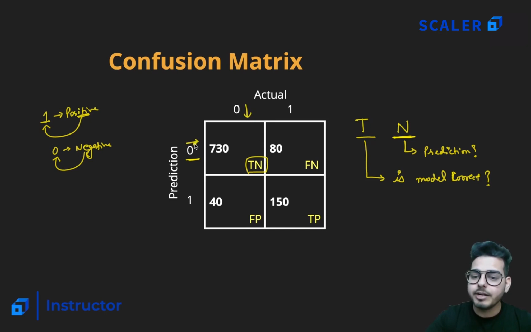Model also predicted 0. It means this is true. Model is saying true, right? So that's why it's called true negative. Let's look at this term.